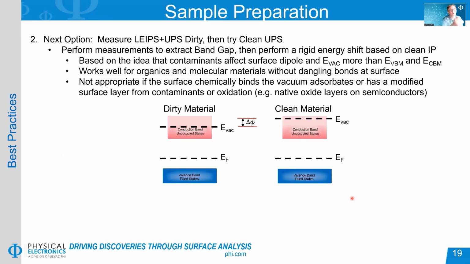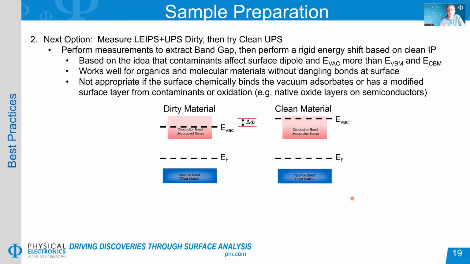Then if you want to try and get those band edge alignments, what you can do is try and clean the sample and perform UPS on the clean sample, and then apply a rigid shift to your bands to make that line up. The reason why this is sometimes a useful tool is that because LEIPS can take so long to acquire good signal, you can start with a clean sample, and if your sample is somewhat reactive, you can end up with a slightly dirtier and contaminated sample during the time scale of your measurement. And so this is a way you can kind of get around that.